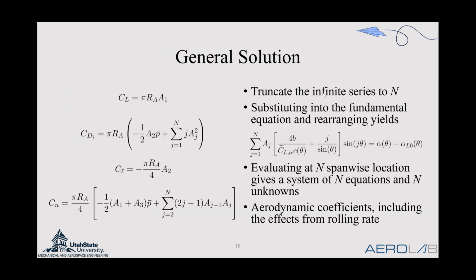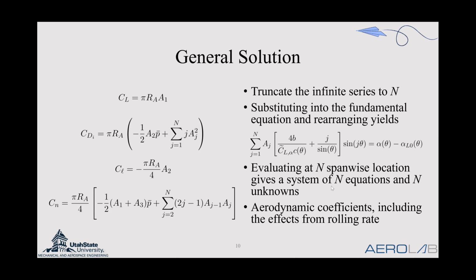We have to first truncate the infinite series. And then once we do that, we can substitute in the value for the vortex distribution and its derivative into the lifting line equation, which can simplify down to just this equation right here, which we can evaluate at n different locations along the span, which allows us to solve for the n unknown Fourier coefficients. So after we do that, we can solve for all the Fourier coefficients. That means we can solve for the vortex strength, and then we can solve for the lift distribution that way.